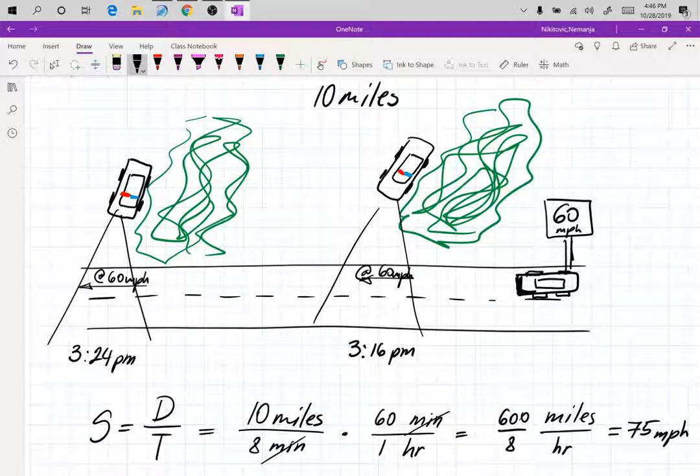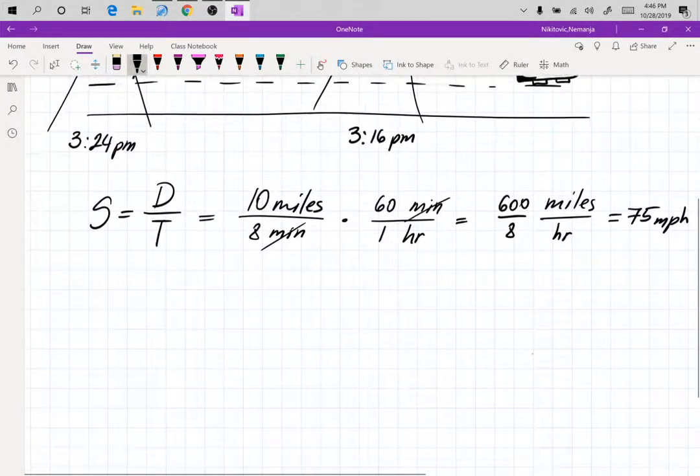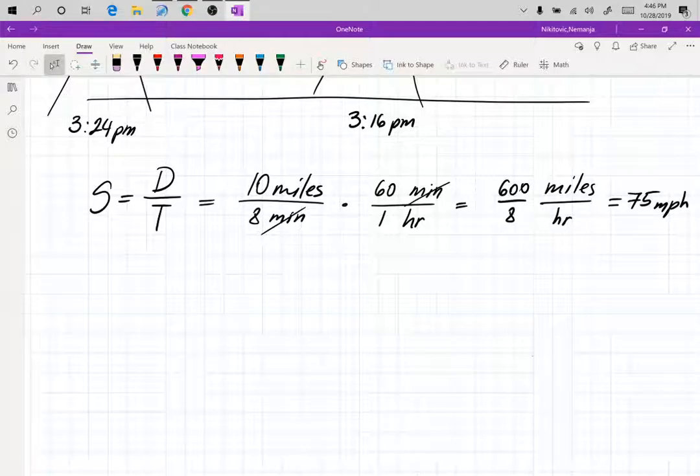75 miles per hour in this situation here is what we call average. Now, the mean value theorem is a theorem that says that if the function that you're observing is continuous and differentiable, you are guaranteed to have at least one point where average is the same as instantaneous. Now, those are the slopes of the line.